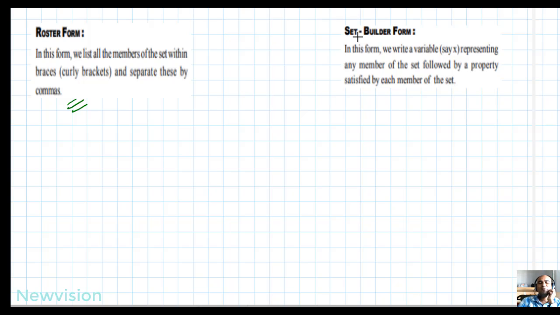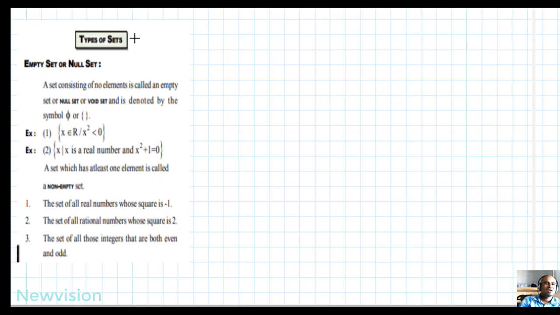Okay. Next, set builder form. In this form you write a variable, say x, representing any member of the set, followed by a property satisfied by each member of the set. This also I explained. After this, the types of sets concept. Types of sets next.